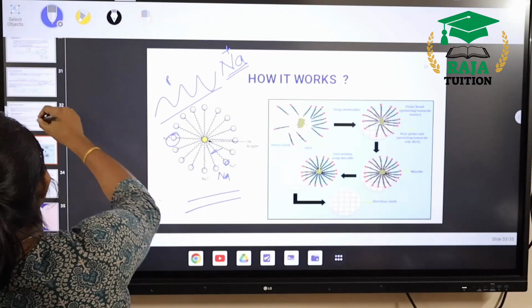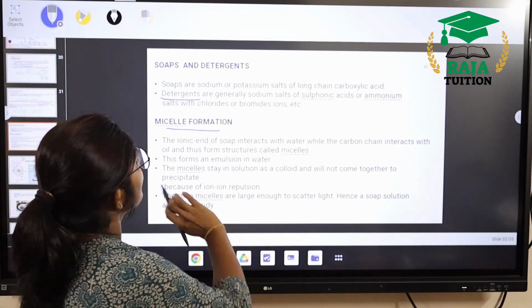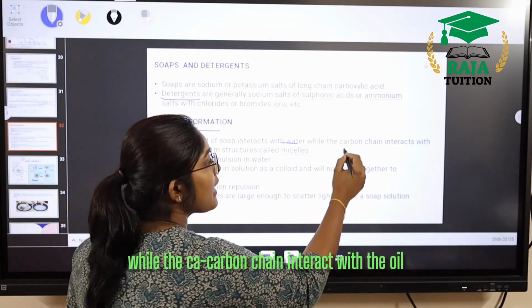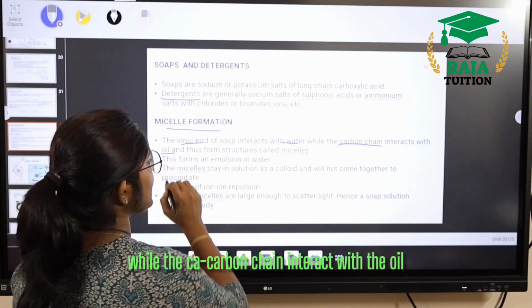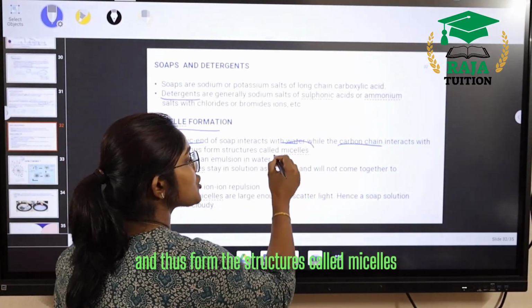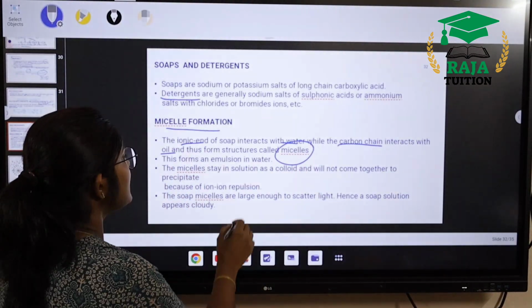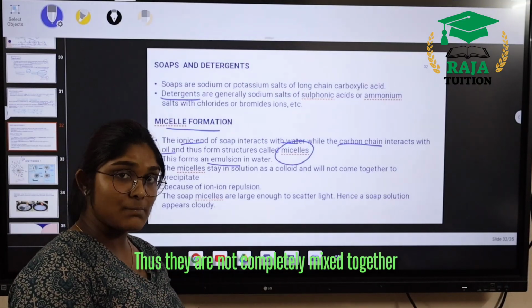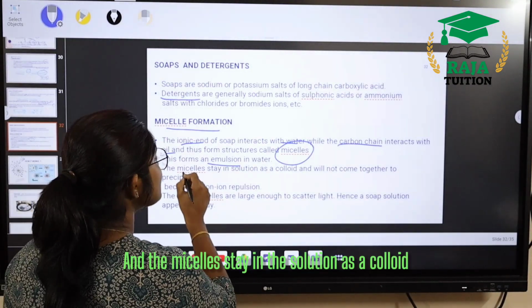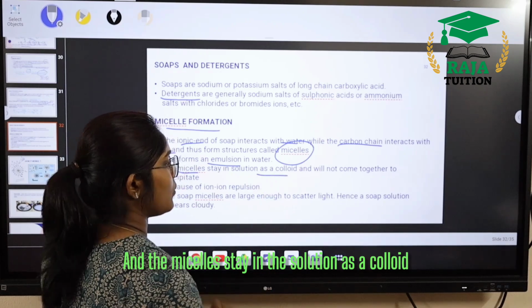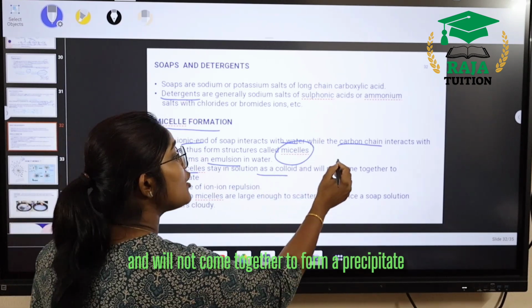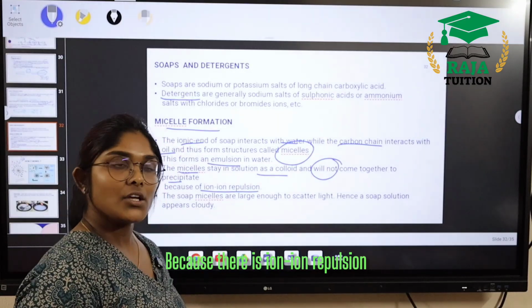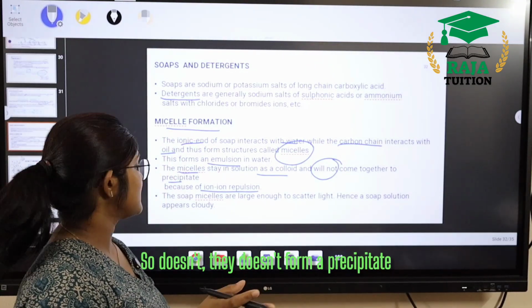Okay, now consider this micelle formation. The ionic end of the soap interacts with the water, while the carbon chain interacts with the oil, that is the dirt, and thus forms structures called micelles. This forms an emulsion in water. So they are separate, not completely mixed together. The micelles stay in the solution as a colloid and will not come together to form a precipitate. Why? Because there is ion-ion repulsion. So they don't form a precipitate.